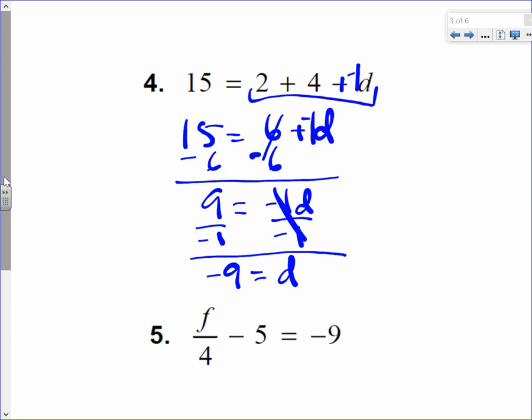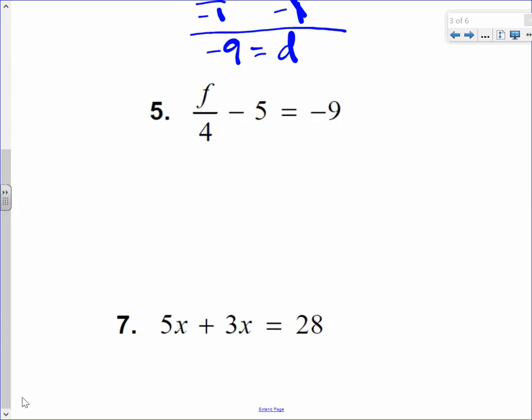Okay, let's go to number 5. I'll go a little quicker now. I have f divided by 4 minus 5 equals negative 9. I can't simplify f divided by 4 minus 5, they're not like terms. Let's start getting f by itself. Bowden, should I get rid of the 5 or the 4 first? Do you want to get rid of the 4 first? But it's closer to the f than the 5. Let's get rid of the 5 first.